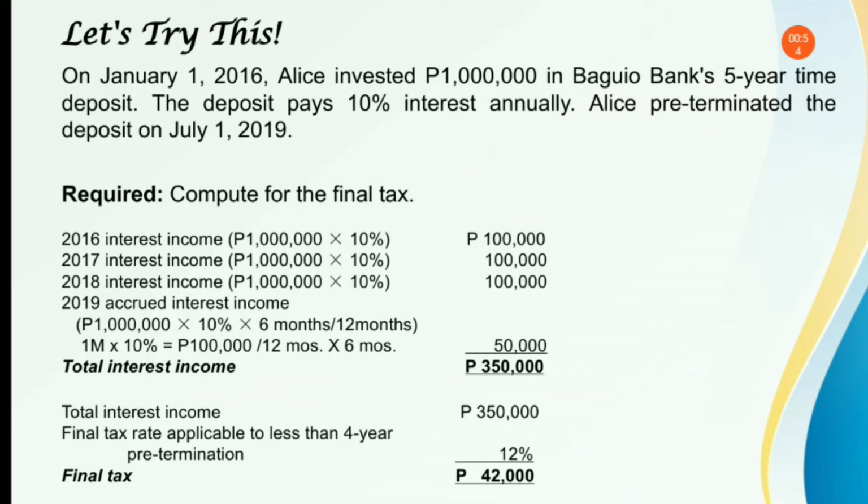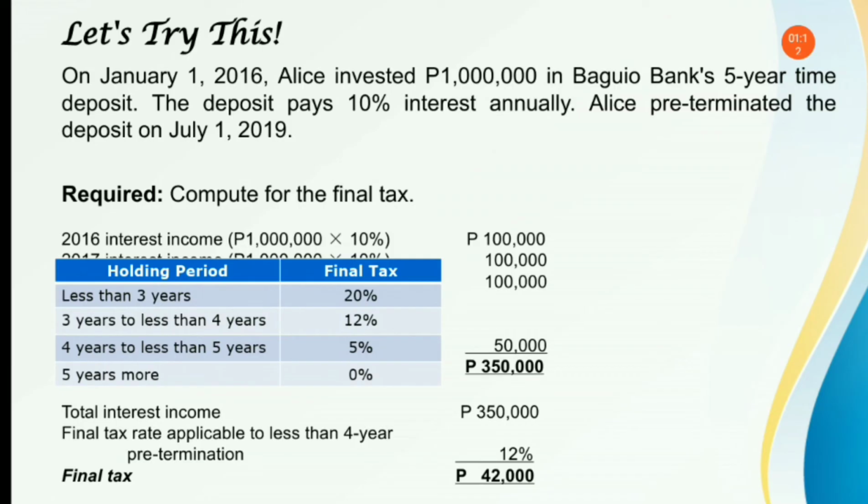And then meron tayong from January 2019 to July 2019. So that is 6 months. So yung holding period ng deposit ni Alice is 3 years and 6 months. So that is less than 4 years. So that will fall in this category. So, yung corresponding final tax niya is 12%, no? Again, yung holding period is 3 years to less than 4 years.